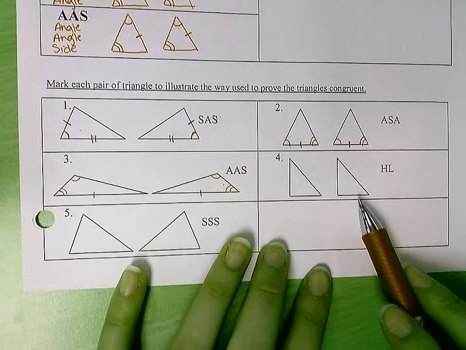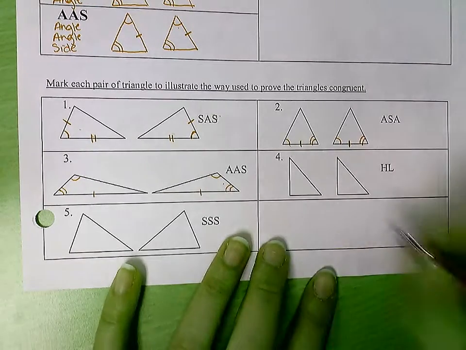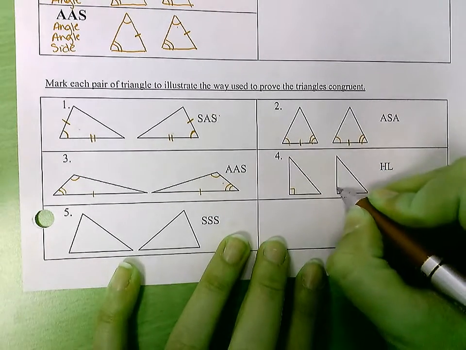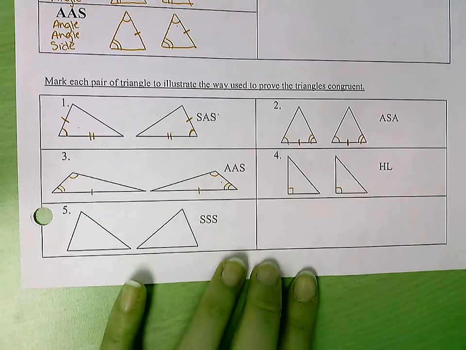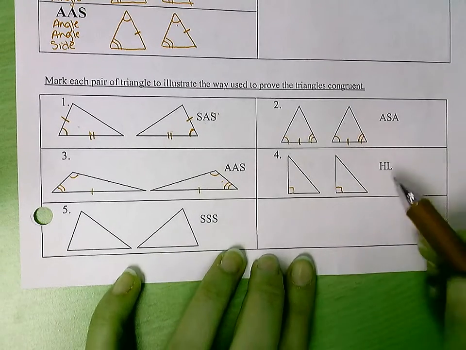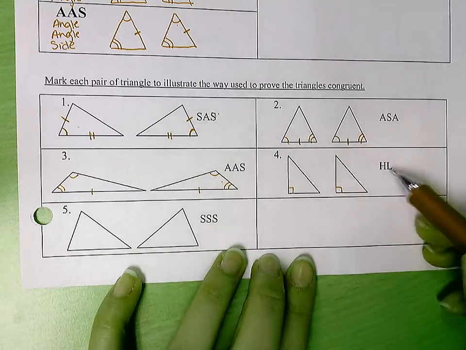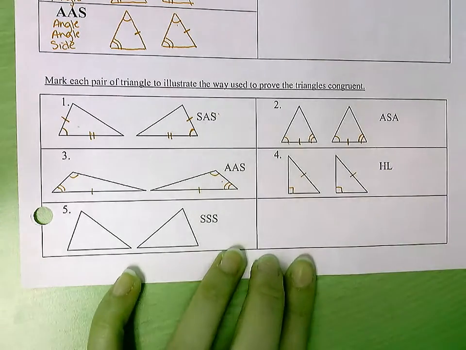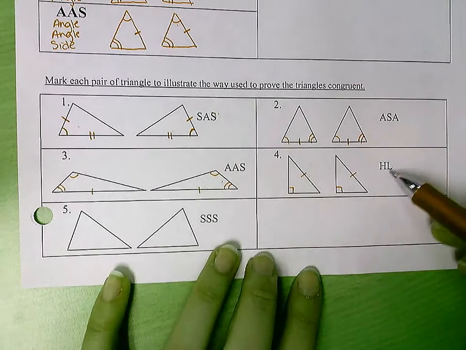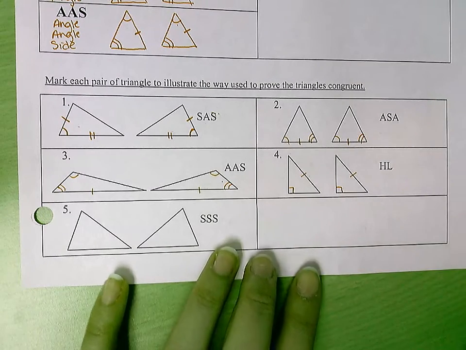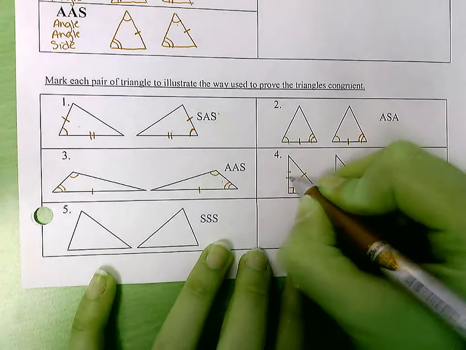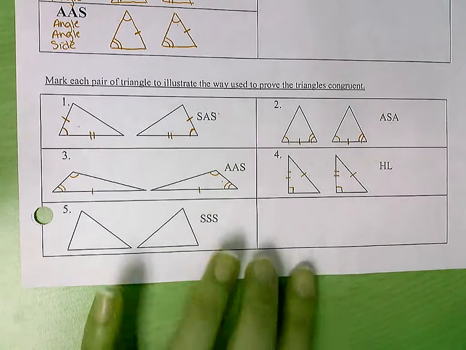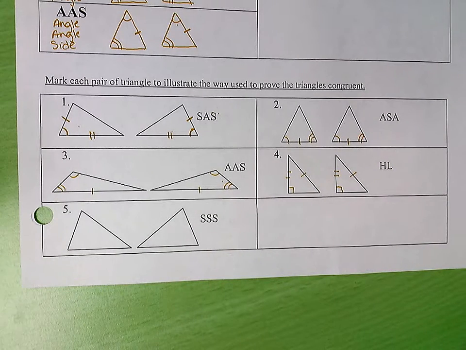The next one is hypotenuse leg. So I know these are right triangles. Okay, I know I need my hypotenuse congruent, so I'm going to mark that right away. And one of my legs on both triangles is congruent. Okay, I shouldn't be marking any other angle except that right angle.